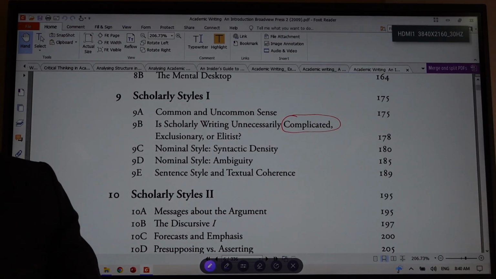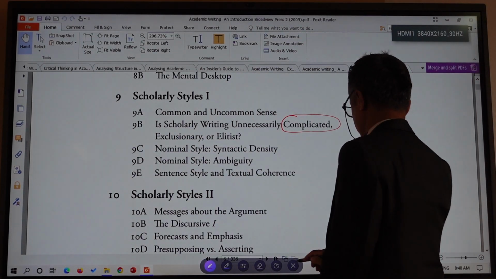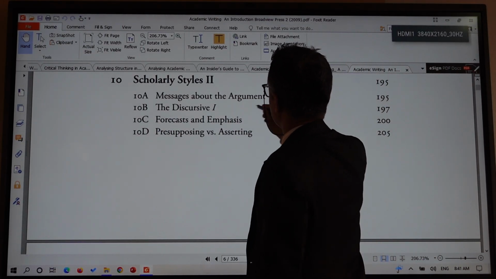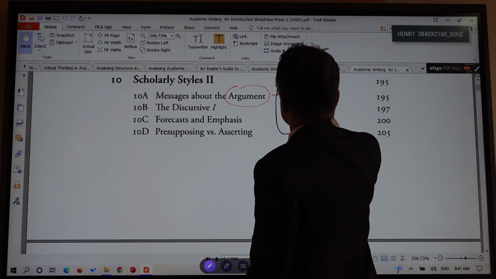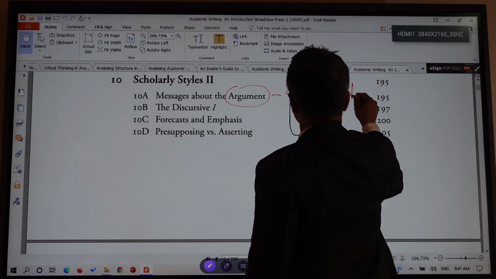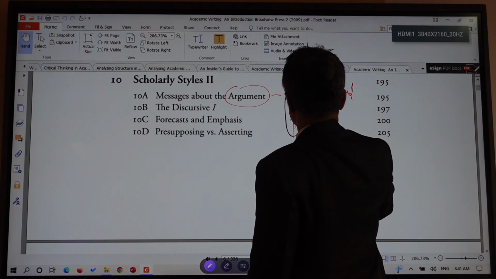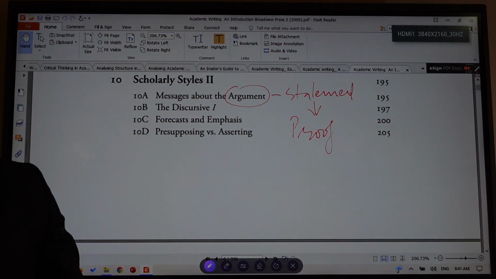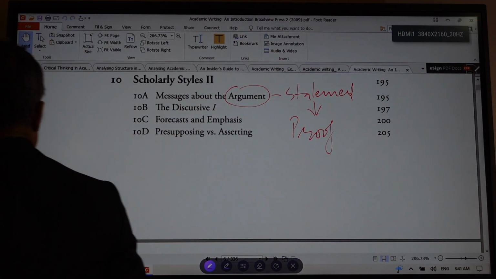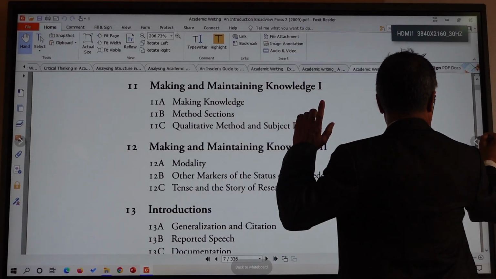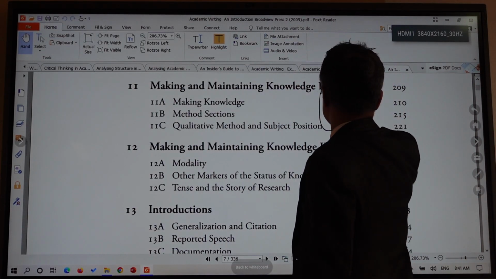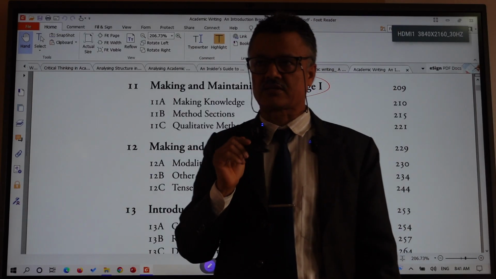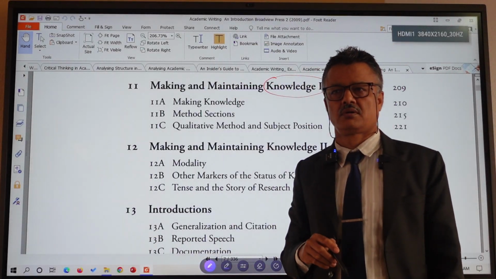Another point to understand is academic writing makes argument. It's highly argumentative. It makes a statement and then backs up with the proof, evidence, reason, right? Academic writing creates knowledge. It creates knowledge.